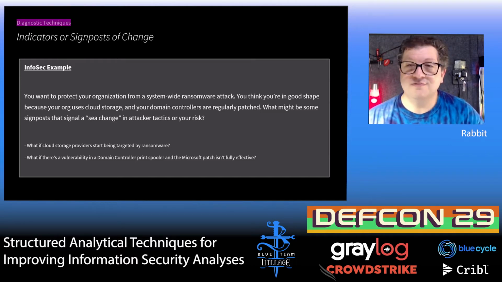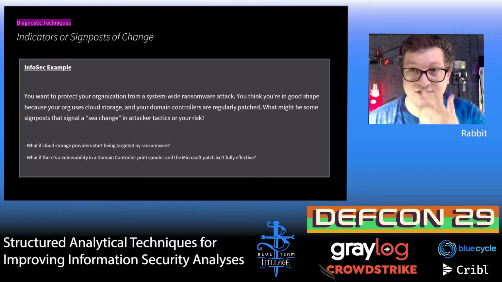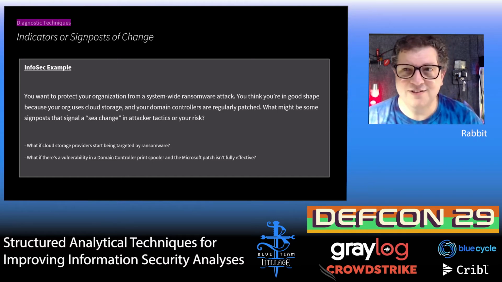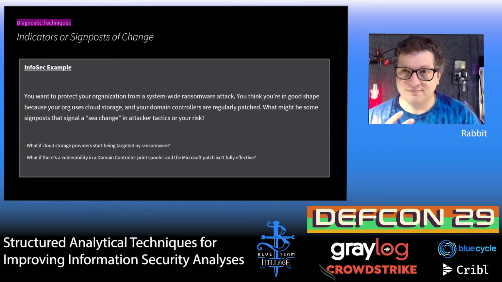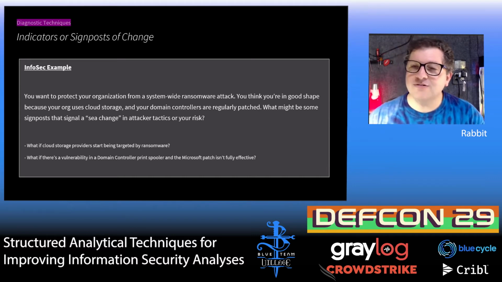Or what if there's a vulnerability in a domain controller, say in a print spooler, where Microsoft releases a patch that doesn't fully fix the issue? That would never happen. But knowing that exists, you would have to then consider, will your conclusion or decision that you were protected hold up over the next 1, 6, 24, 48 hours?